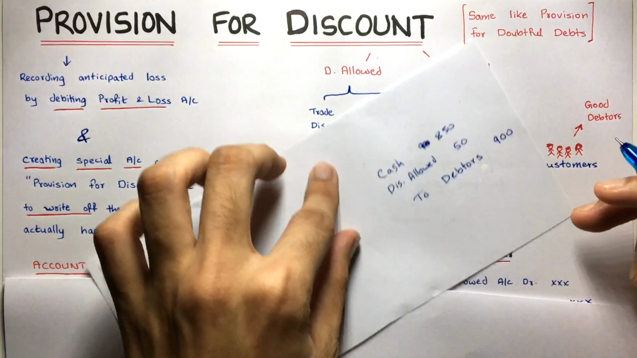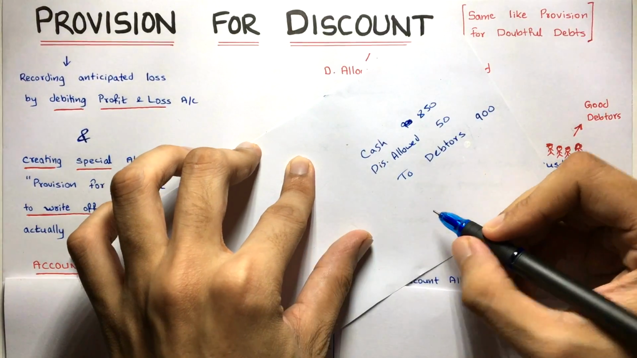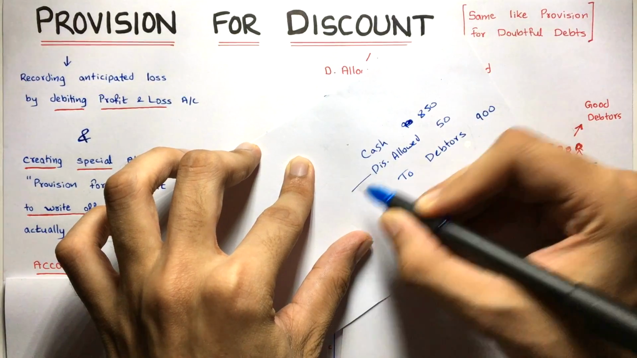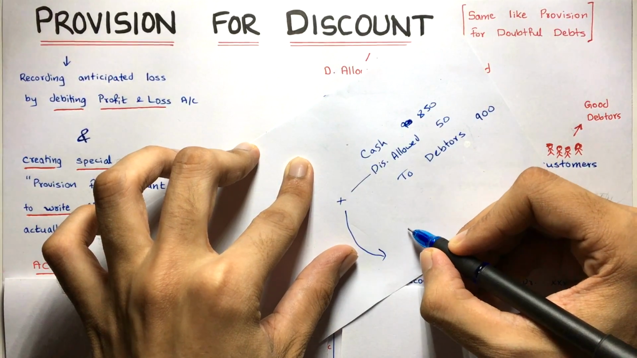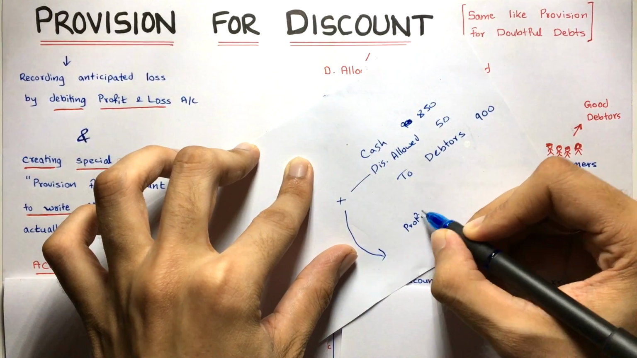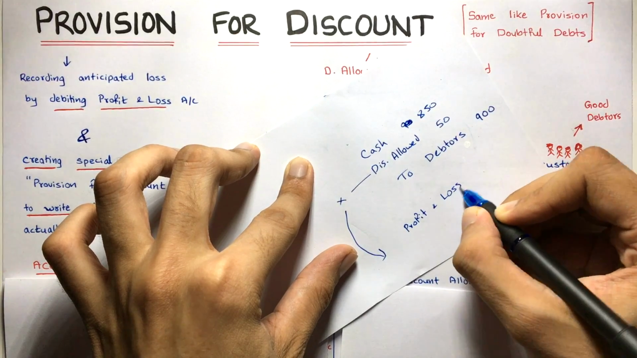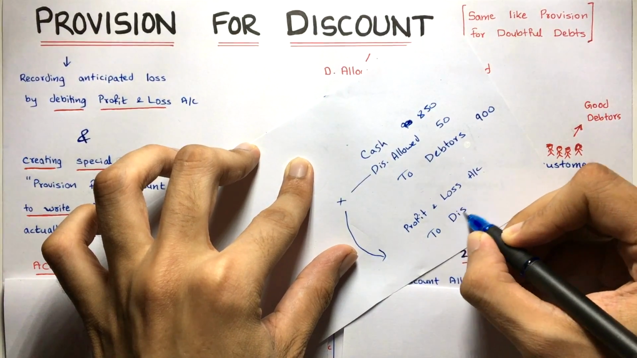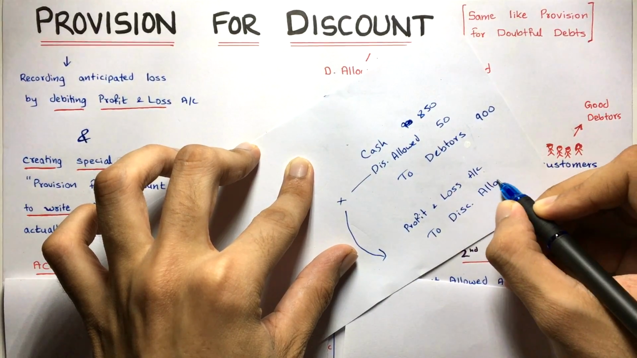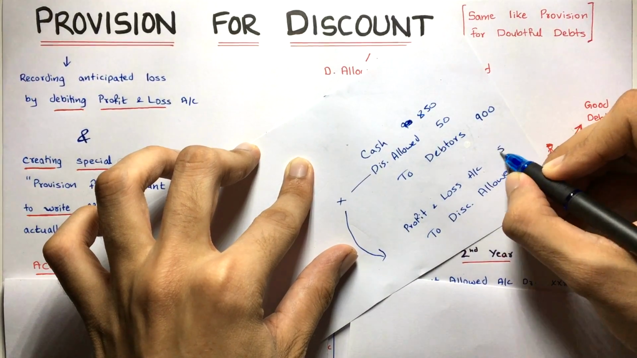So you understand, this will be the compound entry. Okay, normally. And then if the provision is not maintained, then this account has to be written off. So to write it off, what you have to do, you have to debit the profit and loss account, credit to discount allowed. Okay, this is what you need to do if the provision is not maintained, 50-50.